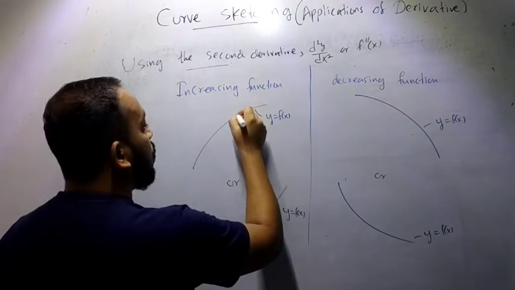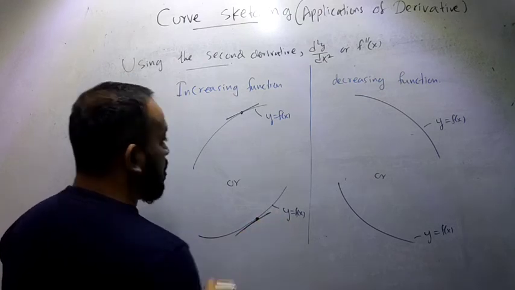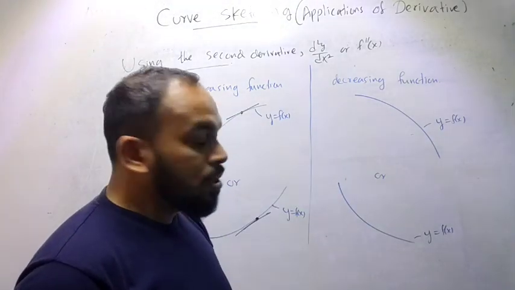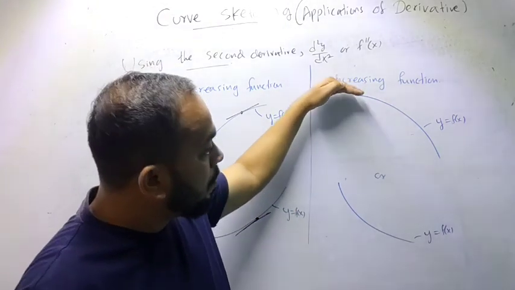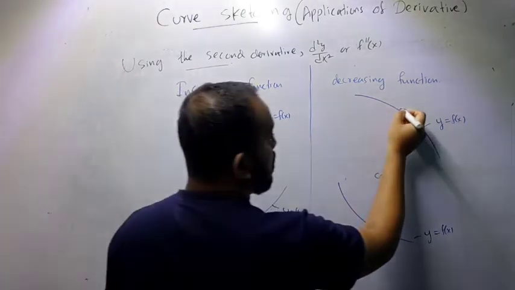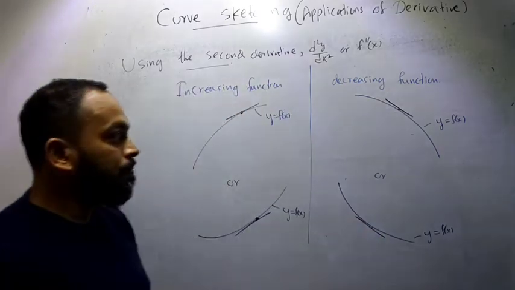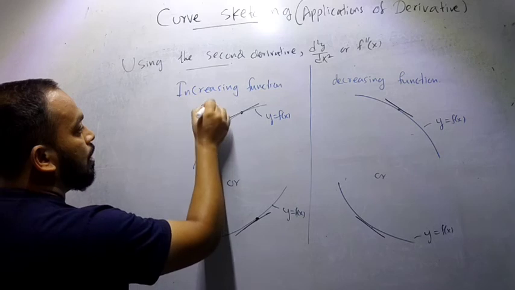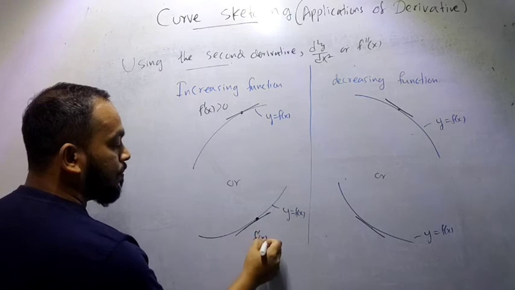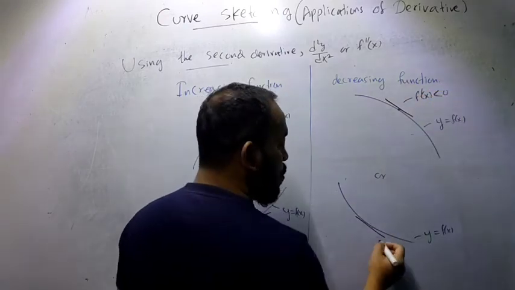If you take any point and draw the tangent line, you can see the tangent slope is positive, right? And decreasing functions can again happen in two different ways, like this or this. So what happens to the first derivative? The sign of the first derivative is again negative, right? So you can see the sign of the first derivative is positive in these two cases, and the sign of the derivative is negative in these two cases.